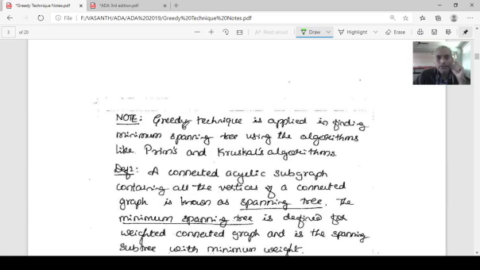Now we will take some examples and see how the greedy technique is used in order to solve problems. The first problem we are going to consider here is finding the minimum spanning tree. Now you are supposed to find a minimum spanning tree. Here we have 2 algorithms. One is called Prim's algorithm, the second one is called Kruskal's algorithm.